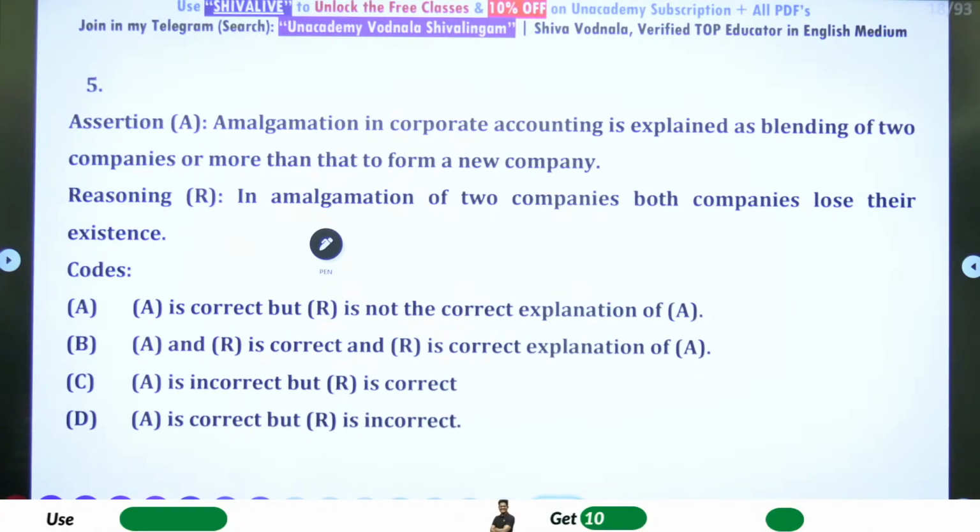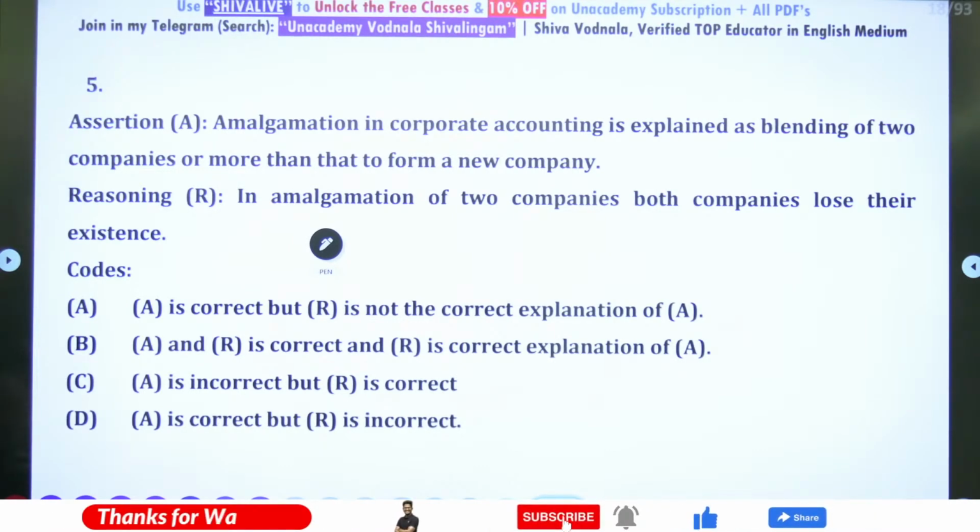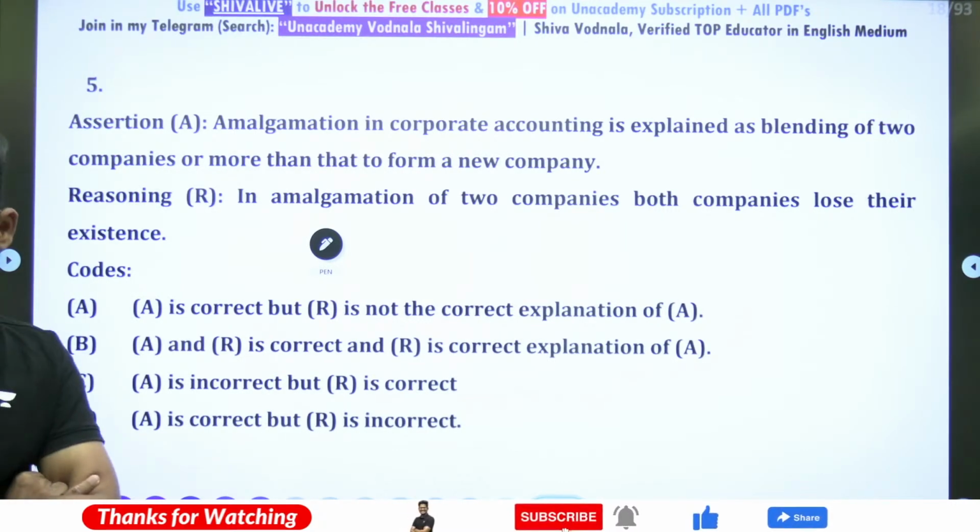Amalgamation in corporate accounting is explained as a blending of two companies or more than two to form a new company. In amalgamation of two companies, both the companies lose their existence.